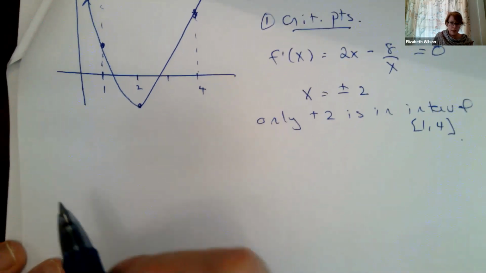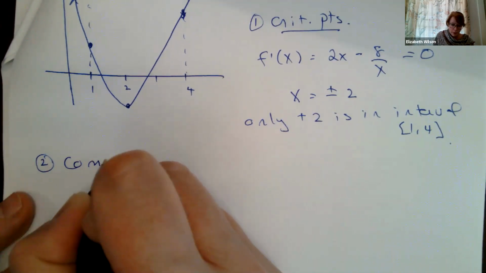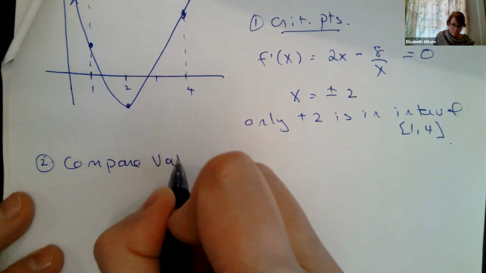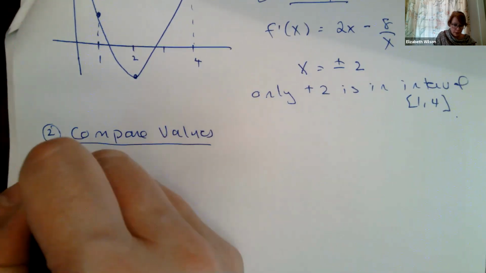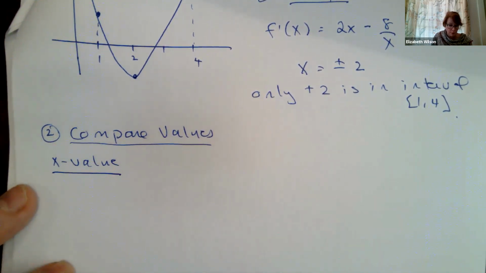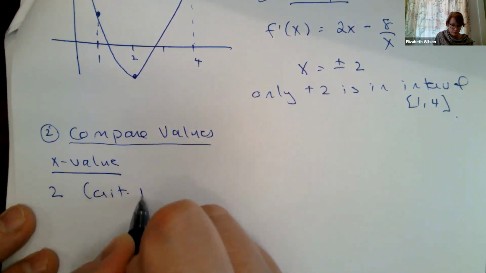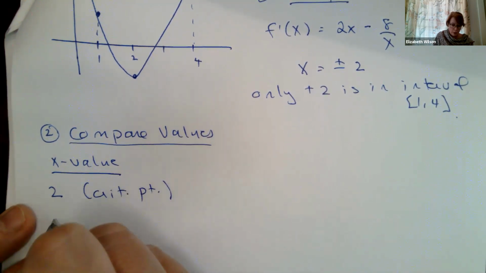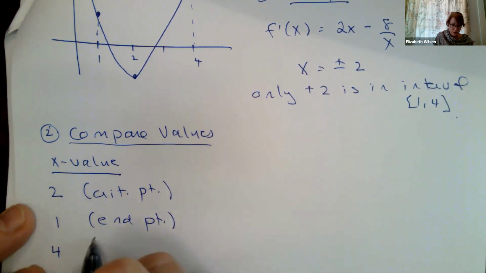Okay, now I'm going to compare values. So let's set up our table. For our x values, remember we have to do critical points and our endpoints. So I'm going to use positive 2. This is the critical point. I'm going to do 1. This is our endpoint. I'm going to do 4. This is our other endpoint.